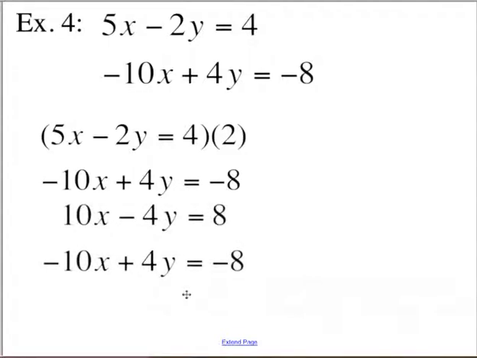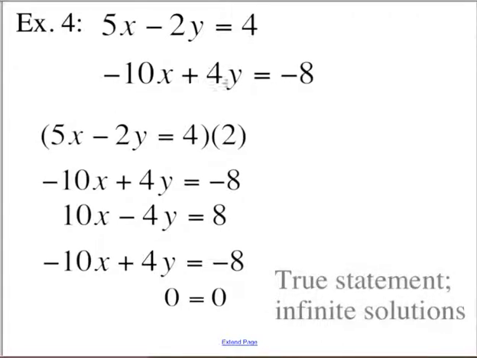When I add the two equations together, everything cancels out, so I get 0 equals 0. And since this is a true statement, that means that there are an infinite number of solutions, and that the bottom equation is just a multiple of the top equation, and so it's a line on top of another line.